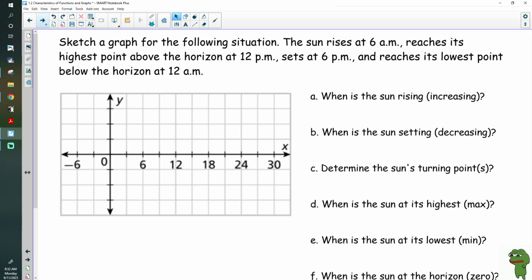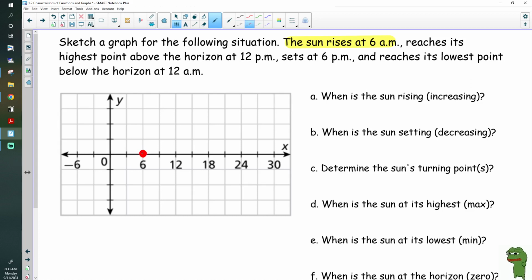The sun rises at 6 a.m. What should we do with that statement? The sun rises at 6 a.m. It's going to go up, for sure. Where is our graph going to start? Where do we need to put a point? Positive 6 or negative? I would say positive. At positive 6. And why are we going to put it right on the x-axis?